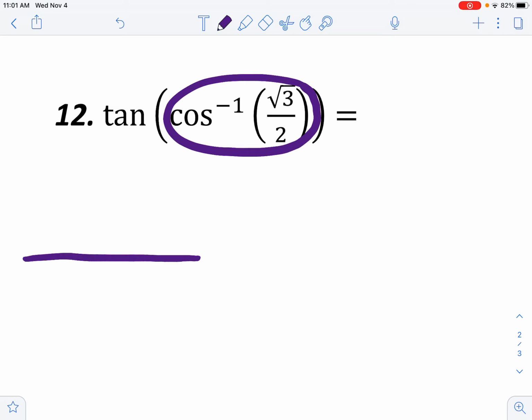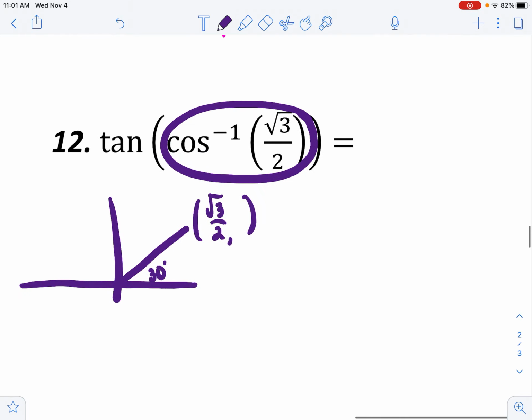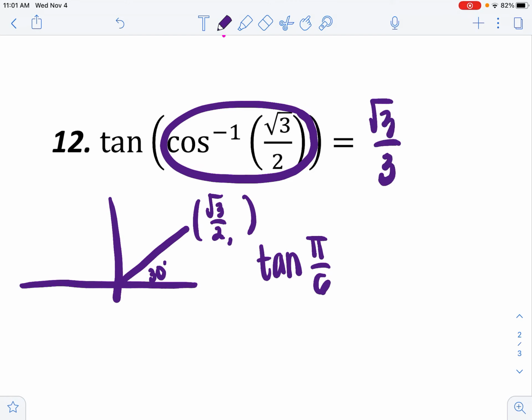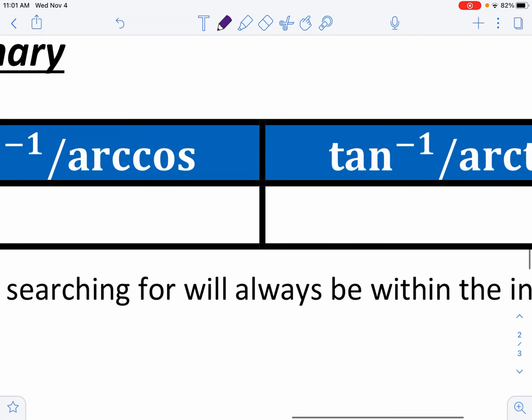All right, last one. Remember, we have to work from the inside out here, so we're going to do this first. Cosine inverse, which two quadrants is it defined in? 1 and 2. That's positive. Where is it positive? First quadrant. Cosine is my x value, root 3 over 2. So what's that angle? That's 30 degrees, or pi over 6. So now I want to know what's the tangent of pi over 6. I have my tangents memorized. That's root 3 over 3.